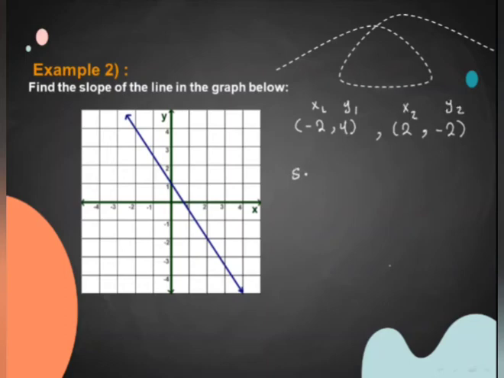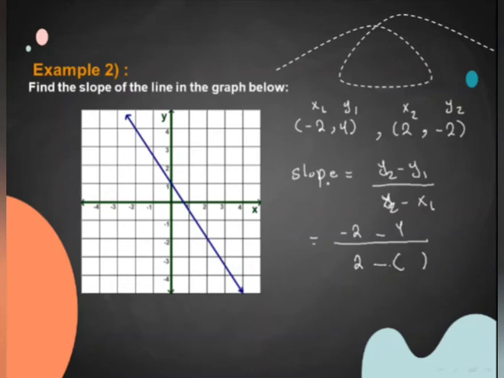And the formula for the slope is equal to the change in y over the change in x. Then y2 is minus 2 minus y1, which is 4, over x2, which is 2, minus, in brackets, x1, which is minus 2. So in the numerator we have minus 6 over 4 in the denominator, which is equal to minus 3 over 2. This is the slope for this line.